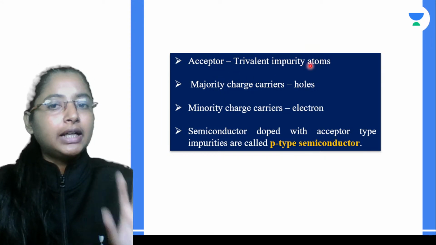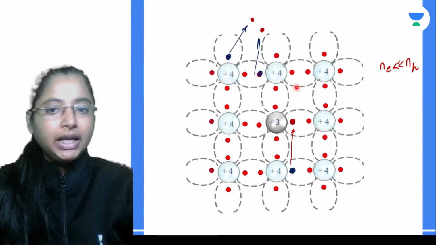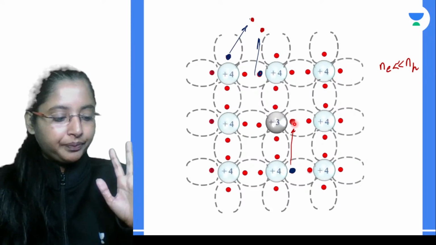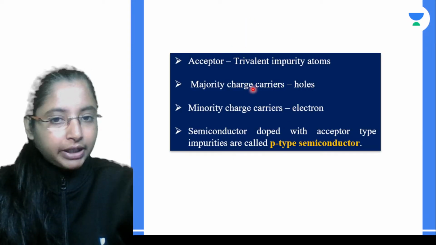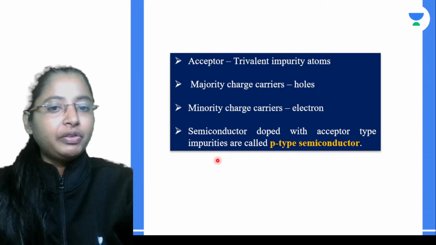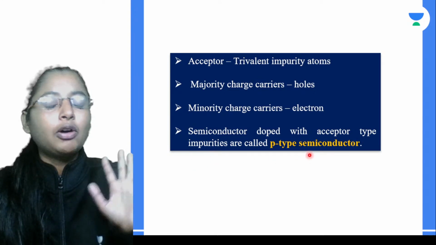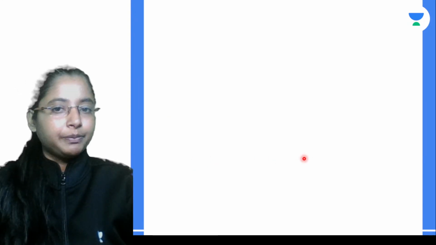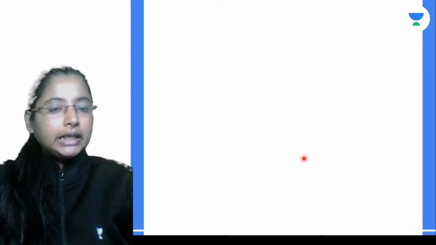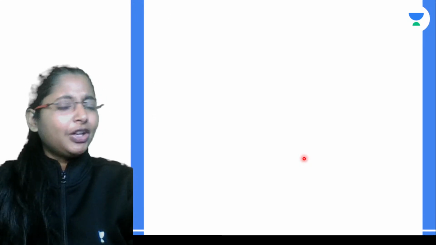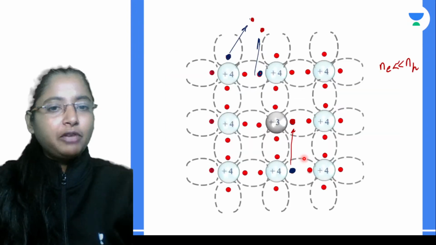The atom over here is a trivalent impurity atom, meaning it can accept an electron. So it's an acceptor type atom, and semiconductors doped with acceptor type impurities are called p-type semiconductors. Very simple. So these are the 2 types of semiconductors. I've given a quick introduction, a quick brief about these topics.